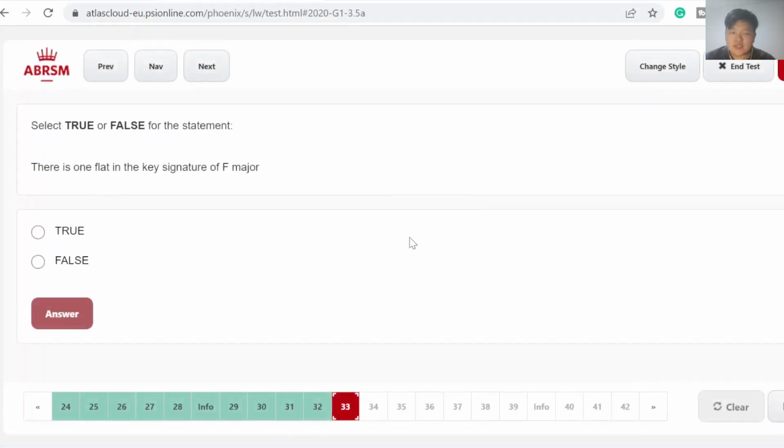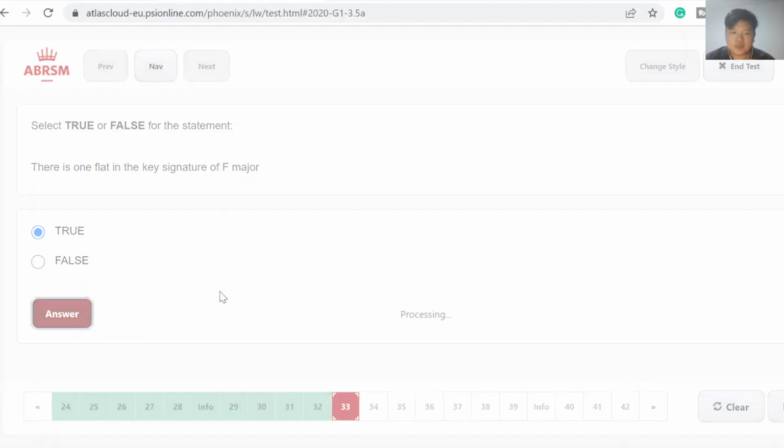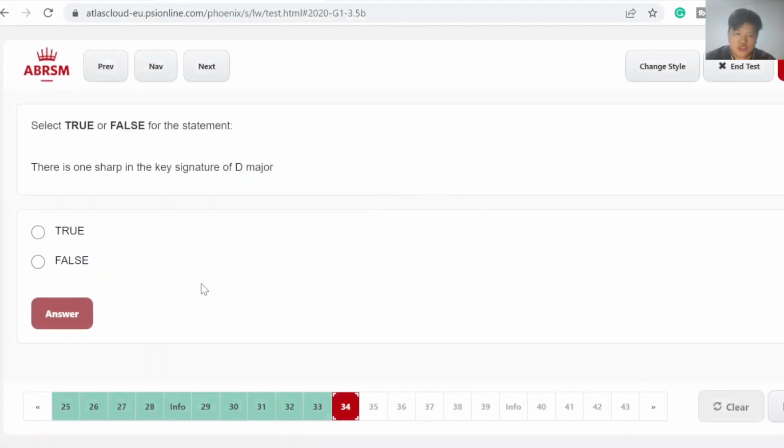One flat is key C major or F major? Yes, correct. F major has one B flat. Okay, the next one. One sharp in D major? No, because D major has two sharps. You need to memorize it. F sharp and C sharp, correct? One sharp is G major, so this is false.